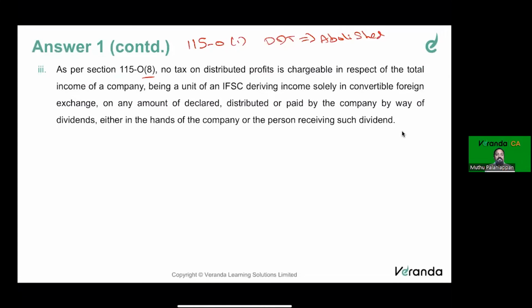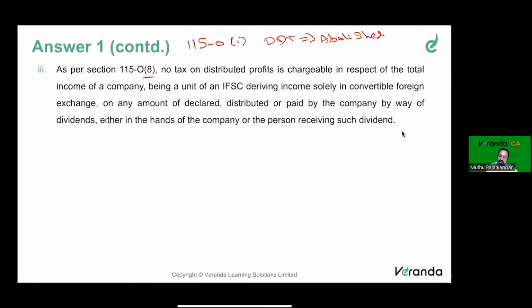So what does subsection 8 say? It says whatever is the distributed profits, you need not charge anything both to the company and to the shareholder. What is the condition that has to be satisfied for this? It must be an IFSC unit, and 100% income should be in convertible foreign exchange. If these two things are satisfied, then from 1st April 2017, this provision said you need not tax. The company need not pay dividend distribution tax, and it is also not taxable in the hands of the shareholder. So this 115O(8) comes into the picture when it is an IFSC.